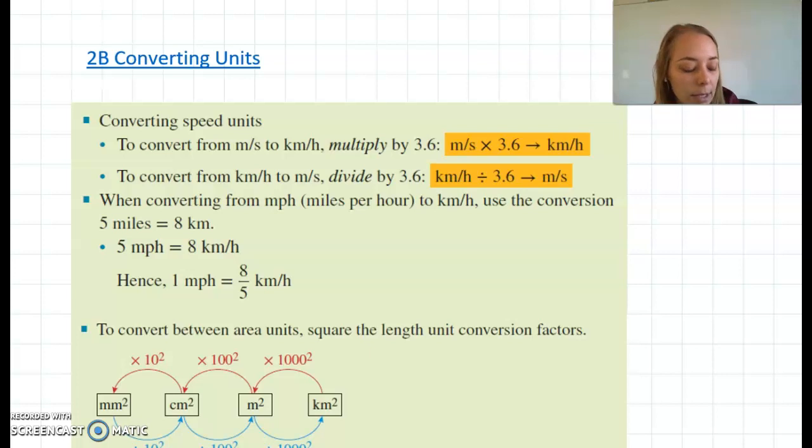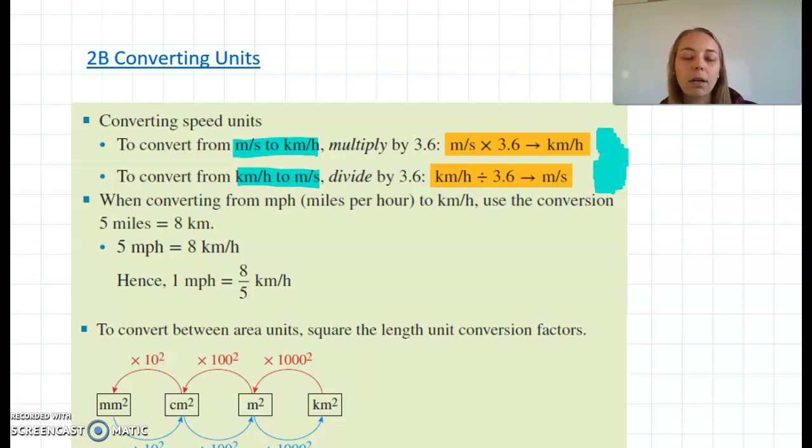The next topic we looked at with rates was 2B, converting units. So units are ways to measure different things like length or distance, area, volume, speed, all kinds of things. So we had a couple of tricks up our sleeve just to remember. The first one was to go from meters per second to kilometers per hour, or vice versa. And there's our tricks there, is just divide by 3.6 or multiply by 3.6.